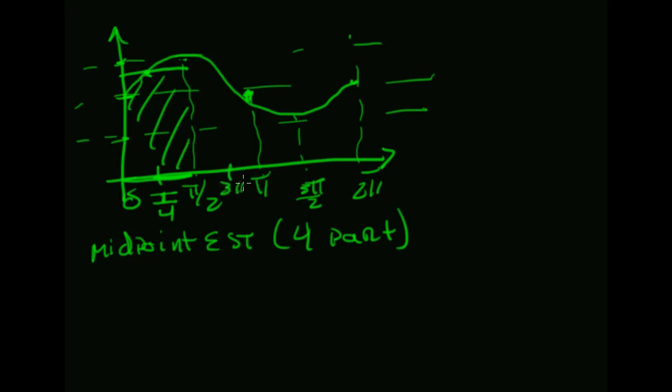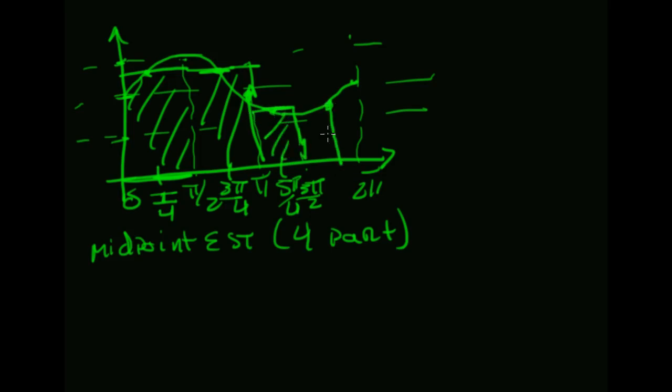This one is 3 pi over 4, right? So that's about there. We're going to use that rectangle. And then we use 5 pi over 4, which is here. So we use this rectangle. And 7 pi over 4 is here. So we use this rectangle. Okay, so it's a bit of a crowded graph, but we'll get the point across.